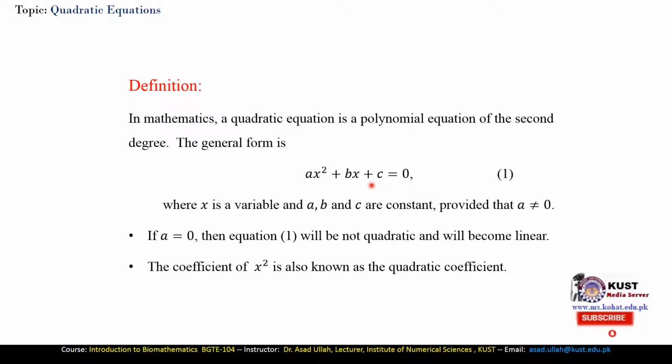Here b and c are also constants. So b and c are possible to be equal to 0, and x is the variable. These points are also discussed here. Number 1, if a is equal to 0, the equation will be a linear equation, as I have already discussed. Number 2, the coefficient of x square is known as the quadratic coefficient. If a is equal to 0, the quadratic term will be equal to 0 and equation 1 becomes a linear equation.